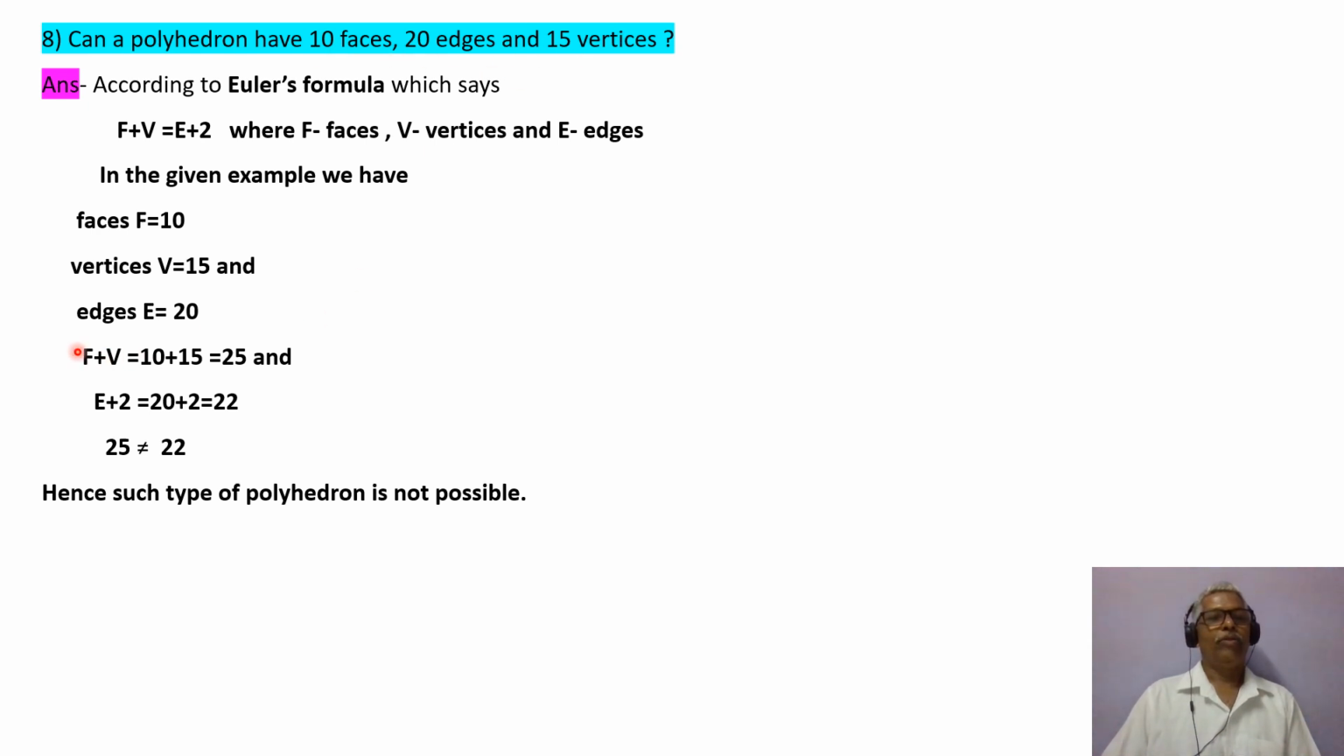Okay. Now we were here. We are trying to find the left hand side first. F plus V is 10 plus 15. 10 plus 15 is 25. This was the left hand side, and the right hand side is E plus 2, which is 20 plus 2 is 22. So left hand side is not equal to right hand side. 25 is not equal to 22. Hence, such type of polyhedron is not possible. So you can see the use of Euler's formula, that even from so little data you can say that such a polyhedron is not possible.